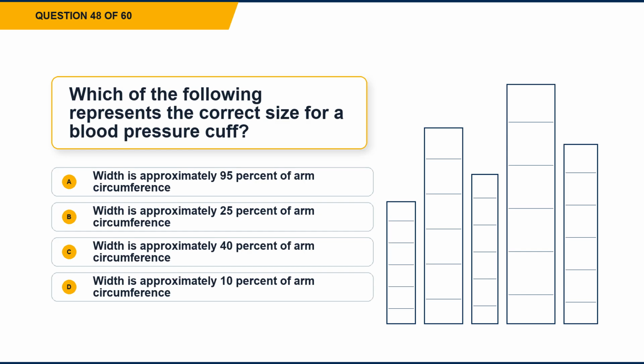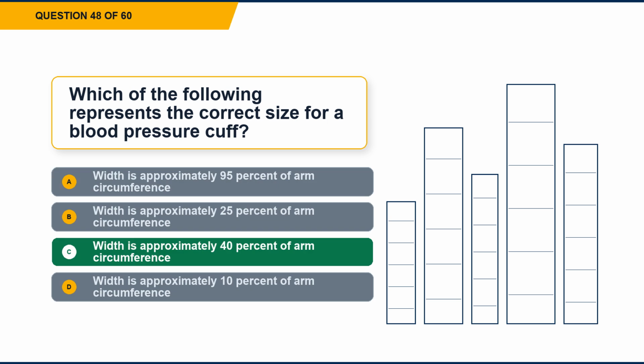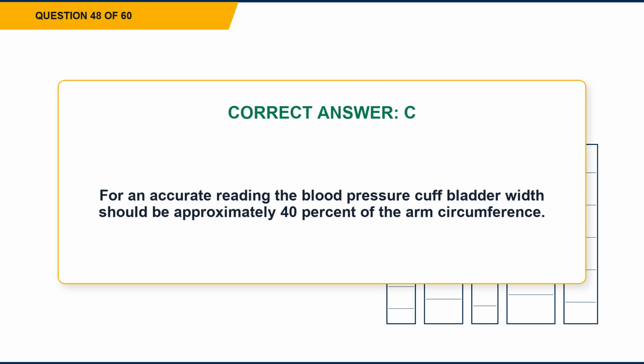Question 48. Which of the following represents the correct size for a blood pressure cuff? Option A, width is approximately 95% of arm circumference. Option B, width is approximately 25% of arm circumference. Option C, width is approximately 40% of arm circumference. Option D, width is approximately 10% of arm circumference. The correct answer is option C, width is approximately 40% of arm circumference. Explanation. For an accurate reading, the blood pressure cuff bladder width should be approximately 40% of the arm circumference.